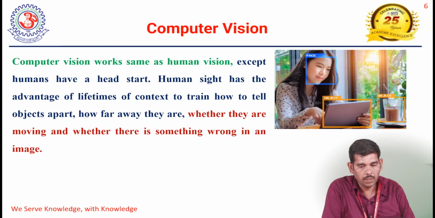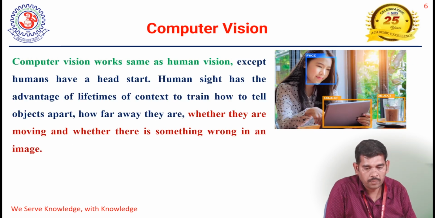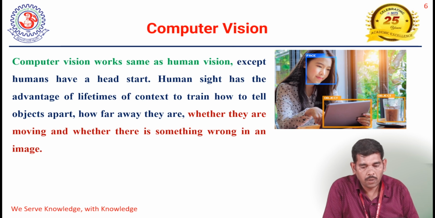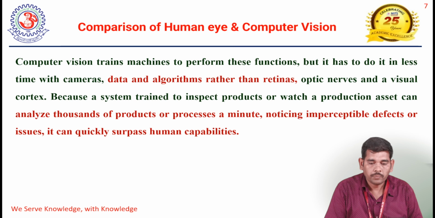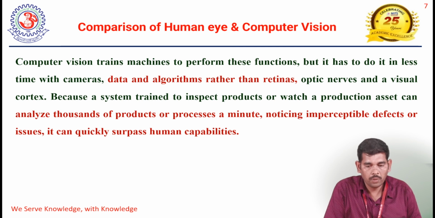Computer vision works the same as human vision. For example, the retina works the same as some algorithms. Human sight has the advantage of lifetime context to train how to tell objects apart. Something similar works in computer vision. Computer vision trains machines to perform these functions. The data and the algorithm work the same as the retina, the human eye's retina. Now in computer vision you are working with data and then algorithms.